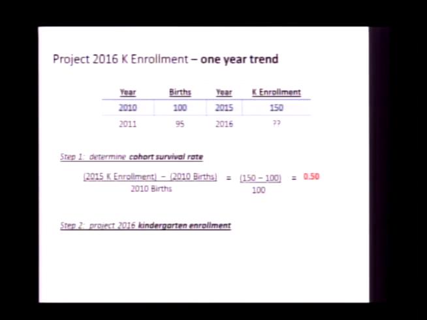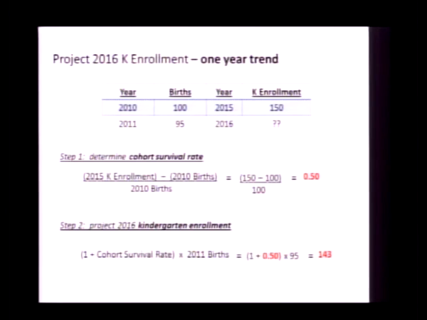And we'll remember that the kindergartners in 2016 were born in 2011, 5 years prior. The formula being 1 plus the cohort survival rate times their 2011 births. You can see the math play out there, and that we would see a projection in this scenario of 143 kindergartners coming into our schools in 2016.